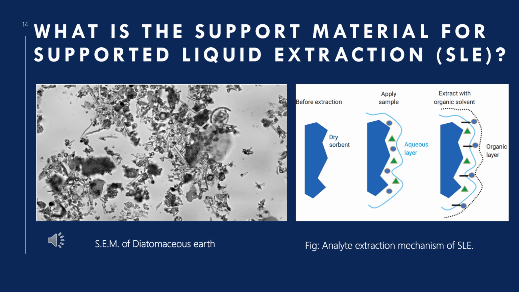At first I would like to tell about the supporting material used in this method, which is diatomaceous earth, used as the support for the separation process. This material occurs naturally and it is a porous, chemically inert material with a high surface area. These properties enable water to easily load by capillary action onto the diatomaceous earth.